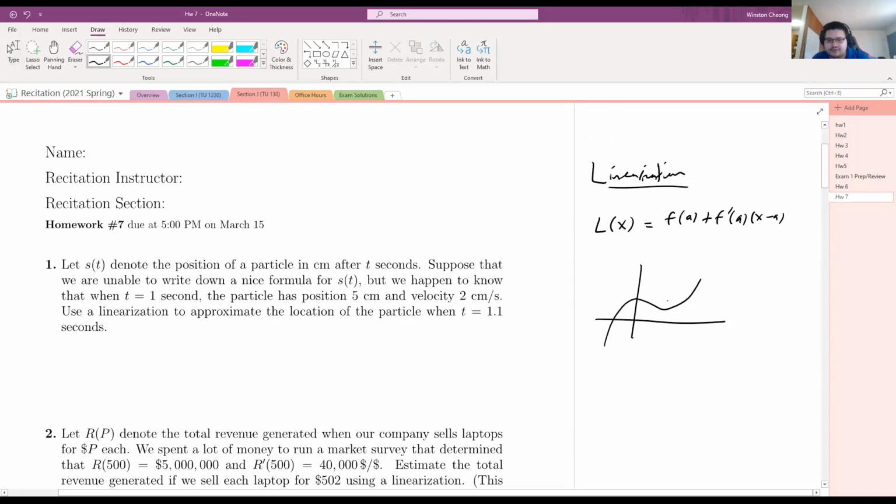The picture you should have in mind is we have our generic function, and say we're trying to center at this point a. The idea is that if you zoom really close into that point a, the function flattens out, and the way that it curves flattens out as you zoom closer and closer in. So the closer you get to a, the better it can be approximated by just a straight line.